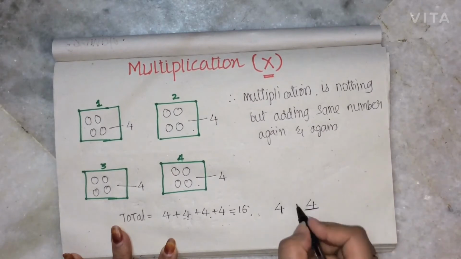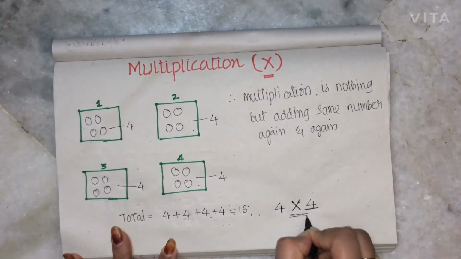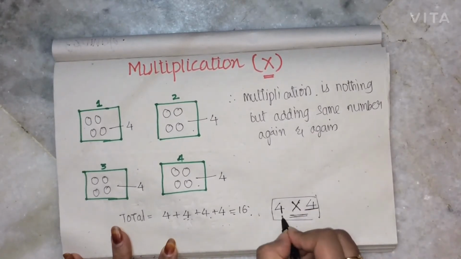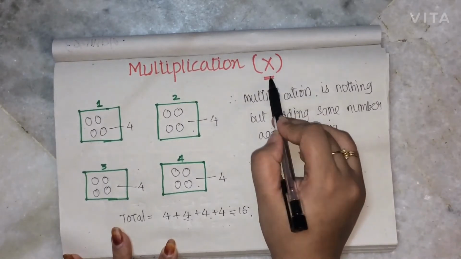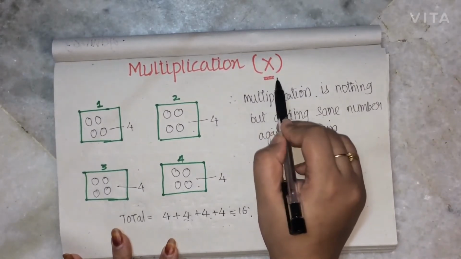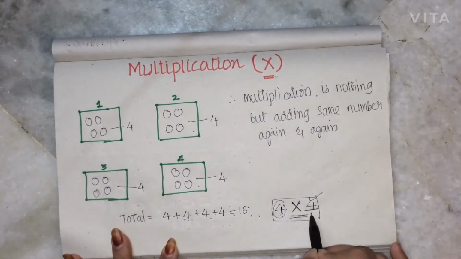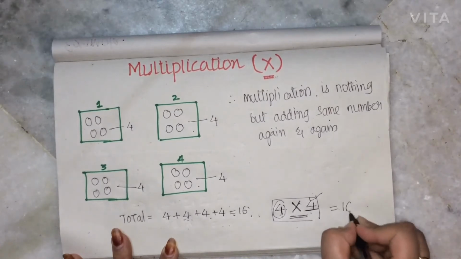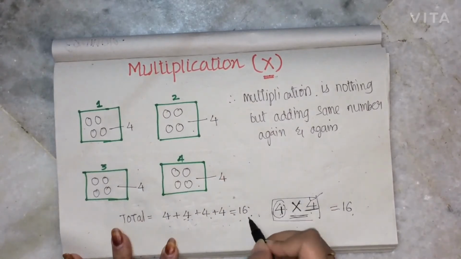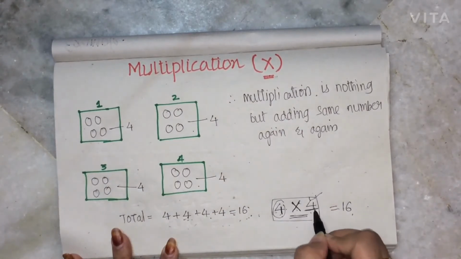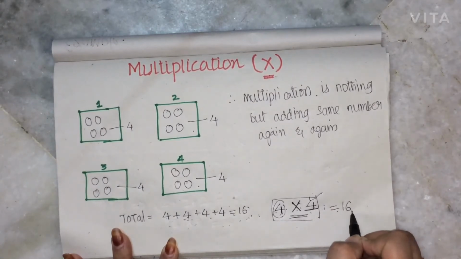Here, we are adding number 4 how many times? 4 times. So we will write the symbol called cross or into symbol for multiplication. This means we are adding number 4, 4 times. Okay, so this is the symbol of multiplication, we will say this cross or into symbol. This means we are adding number 4, 4 times, which is nothing but 16, because if we add 4 for 4 times, we will get the answer 16. So 4 multiplied by 4, 4 cross 4, 4 into 4 is nothing but 16.